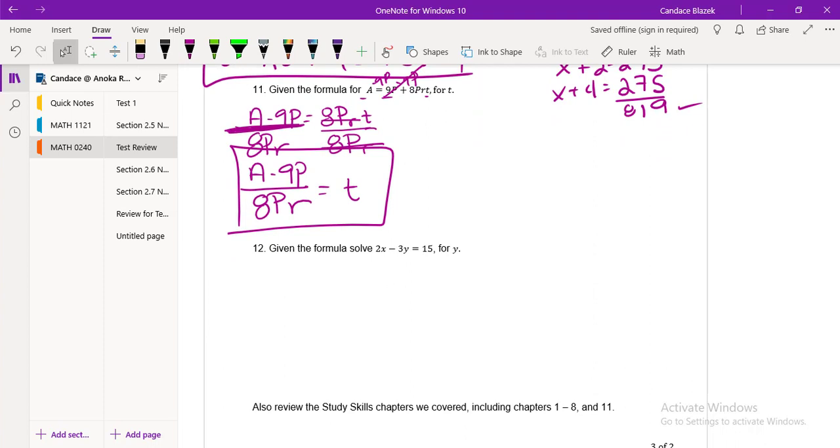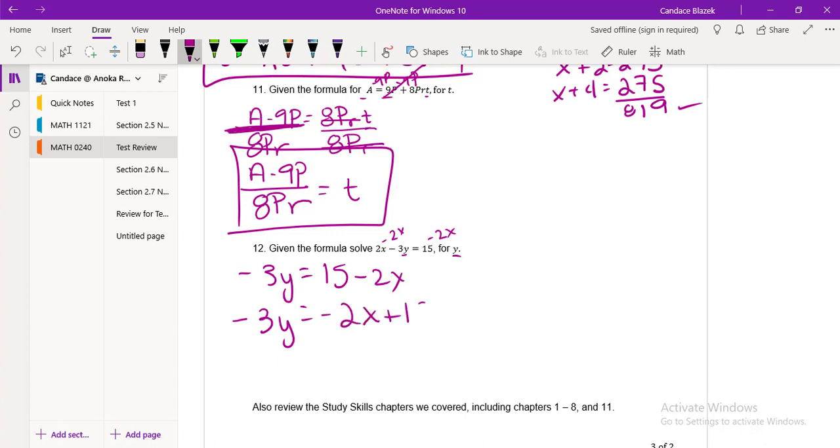Number 12. Given the formula, solve 2x minus 3y is equal to 15 for y. All right, that's what I'm trying to look for. So I'm trying to get that y alone. So the first thing I'm going to do is subtract 2x from both sides. So I have negative 3y is equal to, and I can write this as 15 minus 2x, or I can write this as negative 2x plus 15, which is actually standard form.